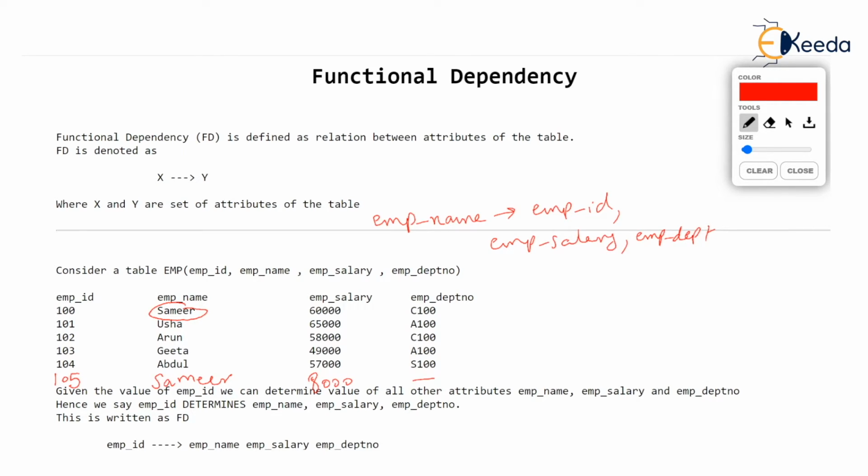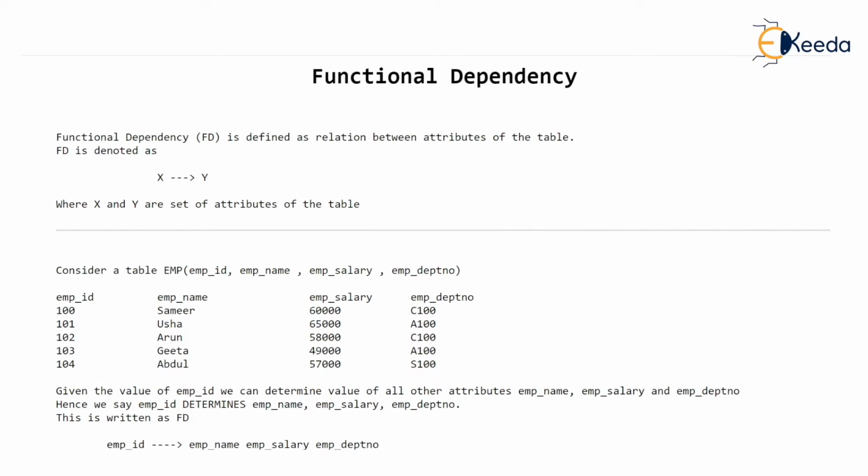Now, if I am saying that EMP name determines all this, then in any two tuples T1 and T2, if EMP name matches, then in those two tuples T1 and T2, all these fields EMP ID, EMP salary, department must match. But these two people are different, isn't it? So they will have their own EMP ID, their own salary, and department also may be unequal. So EMP name cannot determine all the attributes of the employee. EMP ID can, because EMP ID is unique. Every employee is given a unique EMP ID.